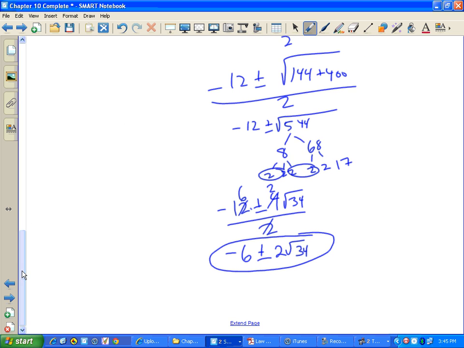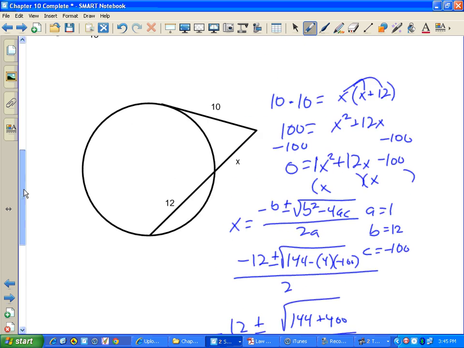So don't forget your algebra tools. They come into play in geometry too.